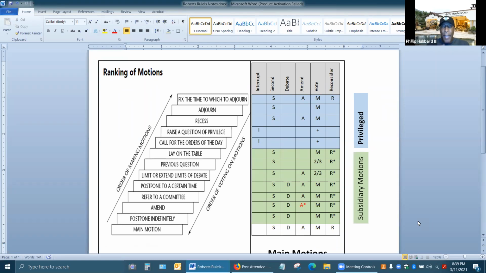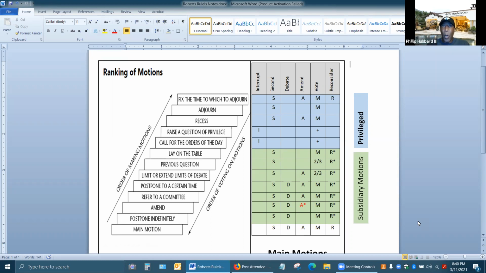The next set of motions that we are going to cover are considered subsidiary motions. These motions add something to or take away something from the main motion.